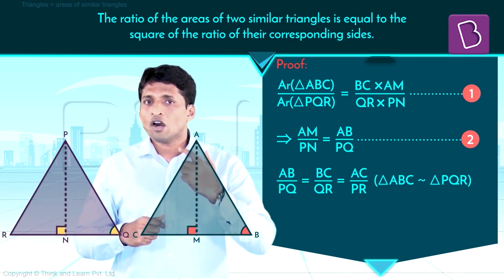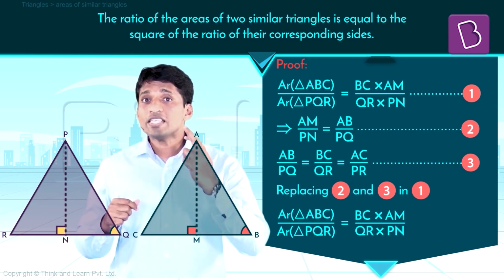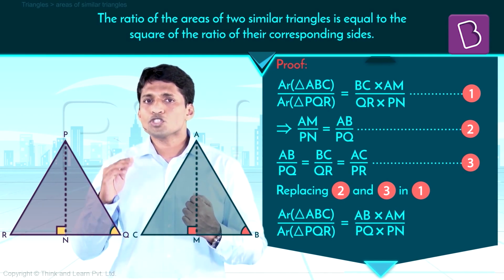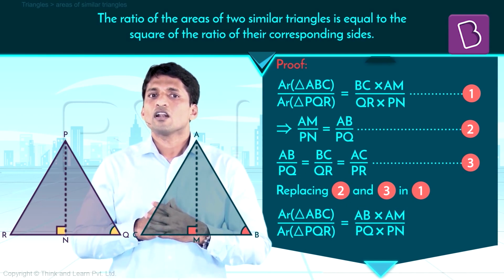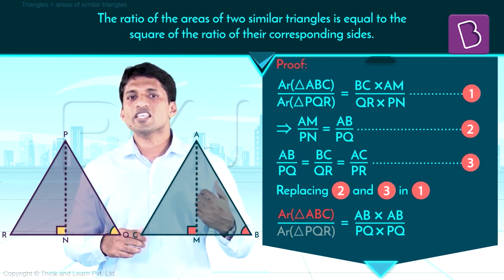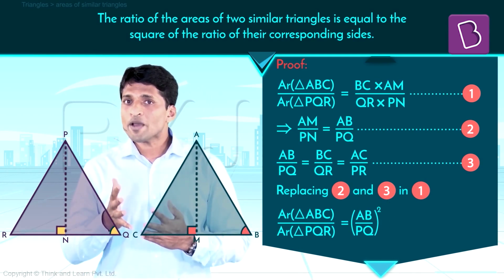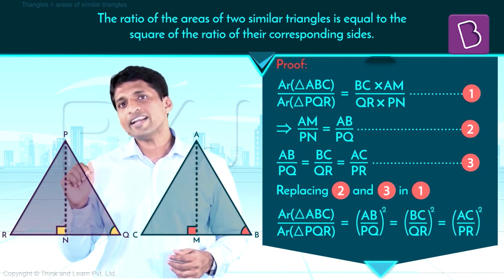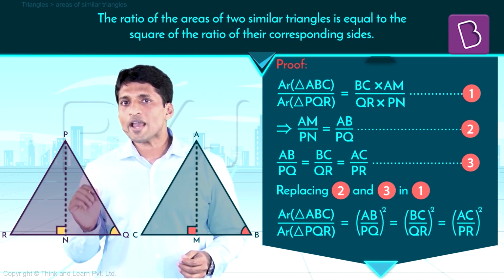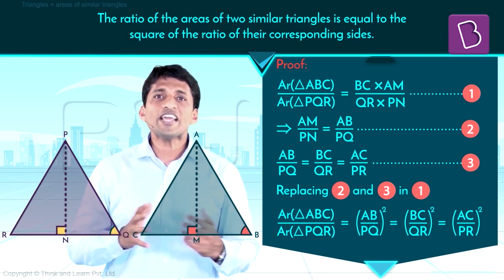So now in equation 1, we can replace BC by QR by AB by PQ. We can also replace AM by PN by AB by PQ. That is why equation 1 can be written as, that is area of ABC by area of PQR can be written as (AB by PQ) whole square. Now AB by PQ is also equal to BC by QR and CA by RP. That is why you can also write it as BC by QR whole square, can also be written as CA by RP whole square. And that's a very simple proof.